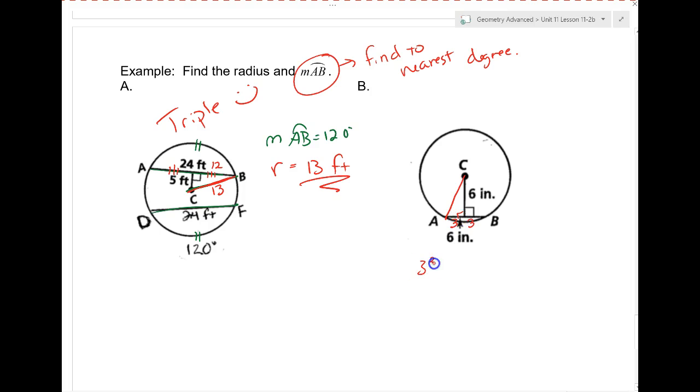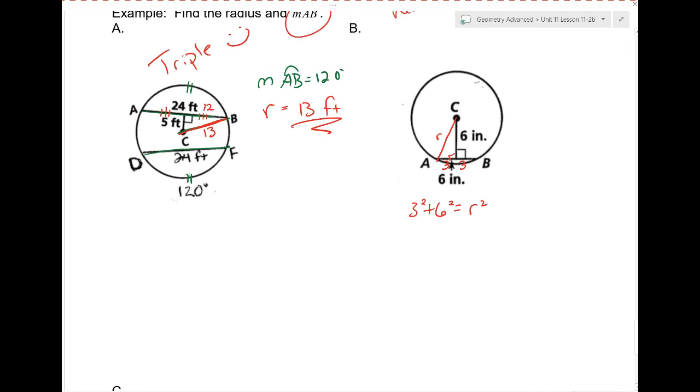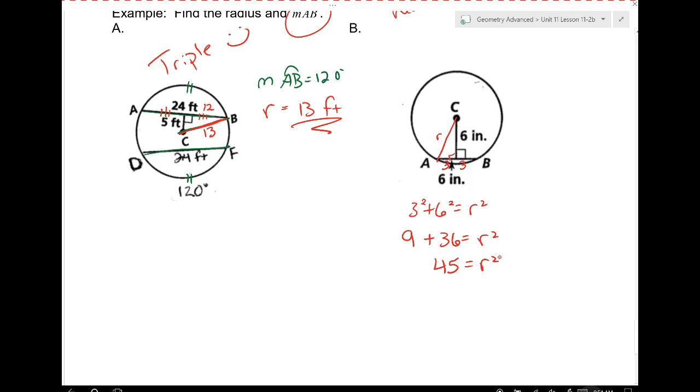Can I go 3 squared plus 6 squared equals, I'm going to call it r, just keep it easy, r squared, radius squared. So what do we get? 9 plus 36 is equal to radius squared. So isn't that 45? Someone, guys, double check my math.